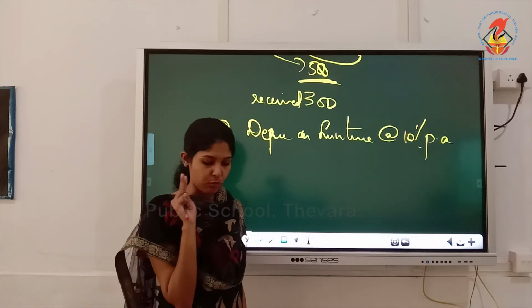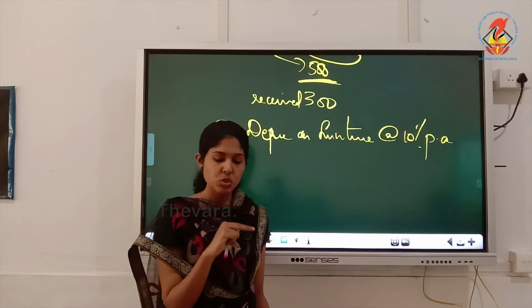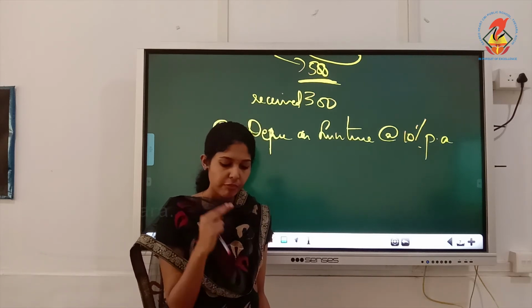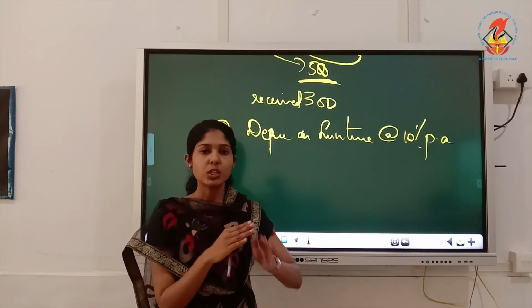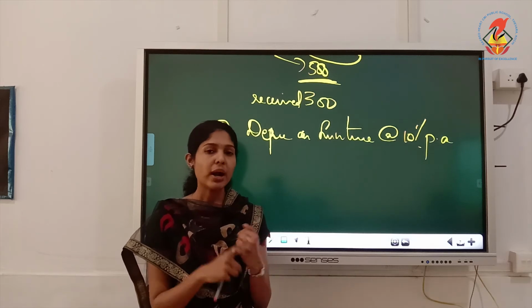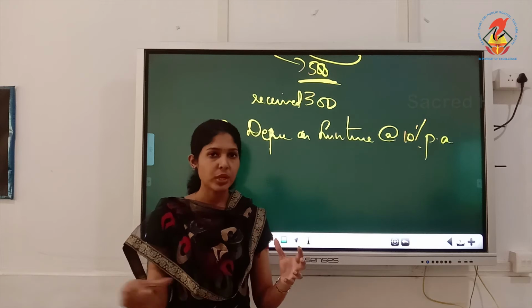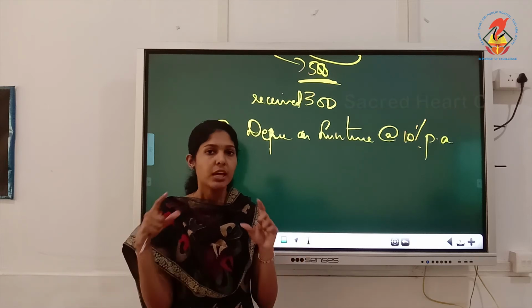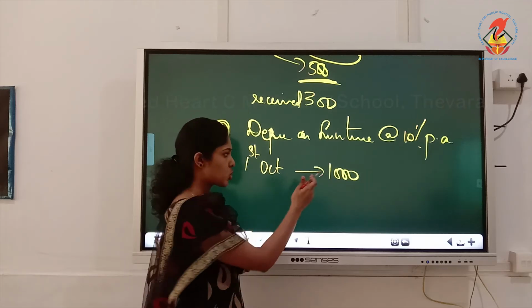Furniture, two figures are given. Inside, within the brackets, they have given 'purchased on 1st October for rupees 1000'. The other figure is 5000. The meaning is the total furniture value is 5000, out of which 1000 worth furniture was purchased only during the year. Understood? 1000 worth furniture was purchased not on 1st April but on 1st of October. During the year only you purchased this.